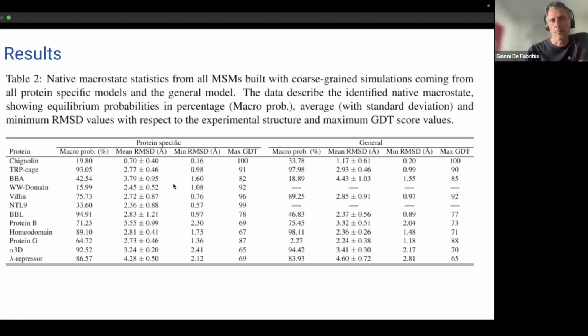This is a kind of summary table, which maybe we can skip, but this paper was published in Nature Communications, I think. You can find all the details there. We recover with both a protein-specific model and a general model. We sample and recover the crystal structure for all of these.